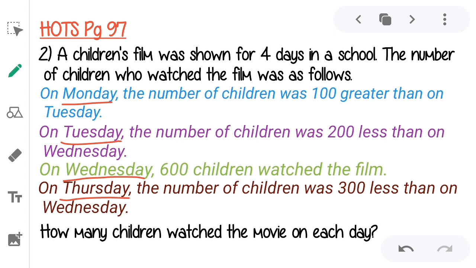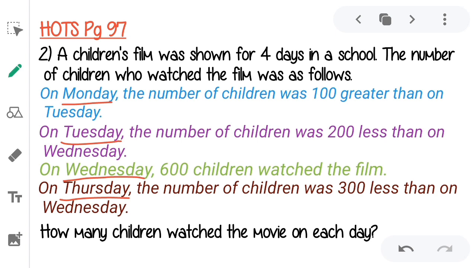Okay. Now the next day, that is Wednesday. On Wednesday 600 children watched the film. So on Wednesday it is given we have 600 children who watched the film. Okay. Then coming to the next day, that is Thursday. On Thursday it is given the number of children was 300 less than on Wednesday. That means the number of people who watched on Wednesday, if you subtract 300 from it, you will get the number of children who watched on Thursday.